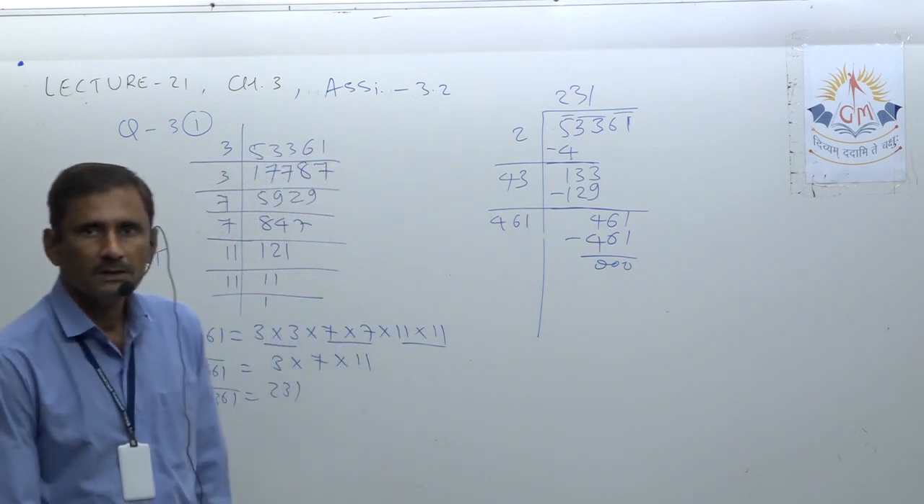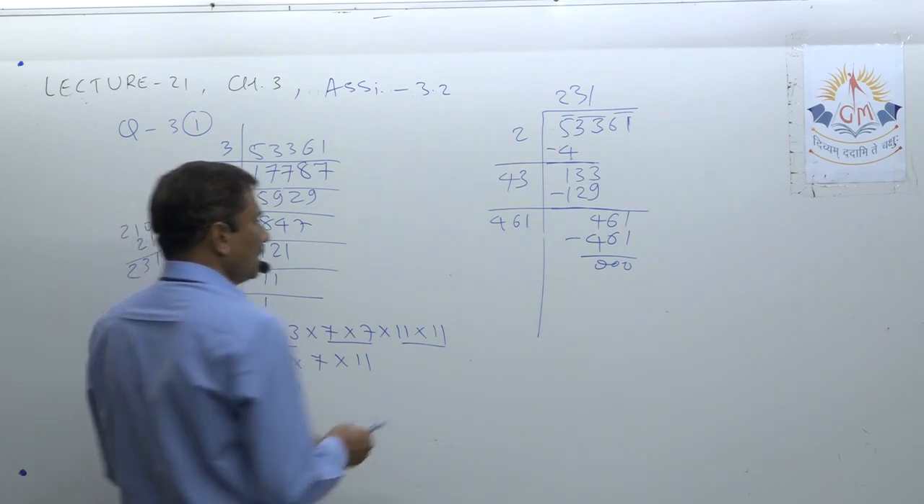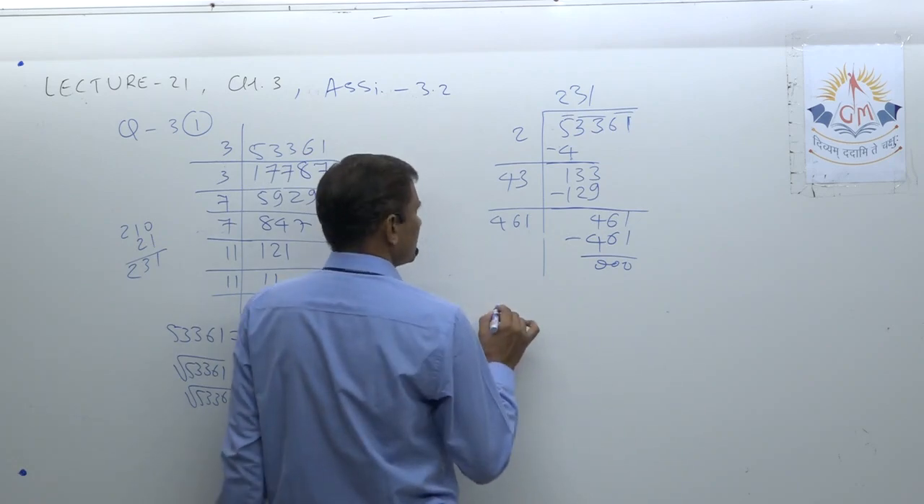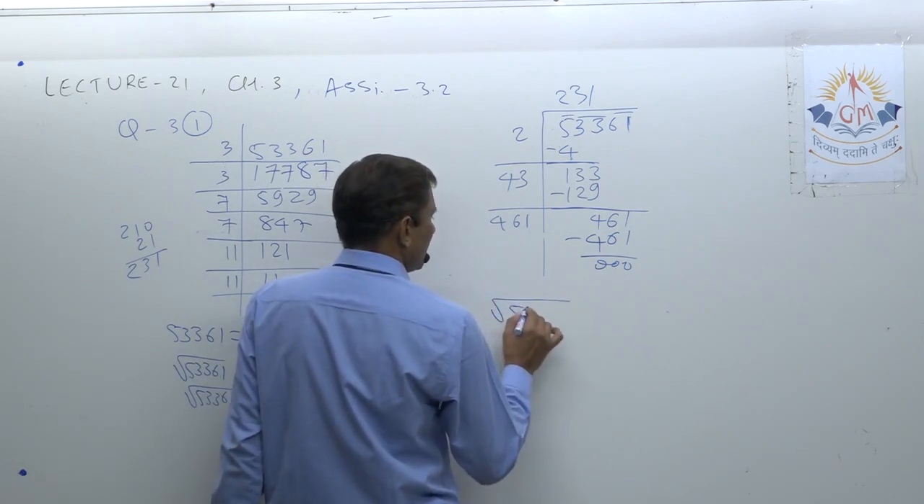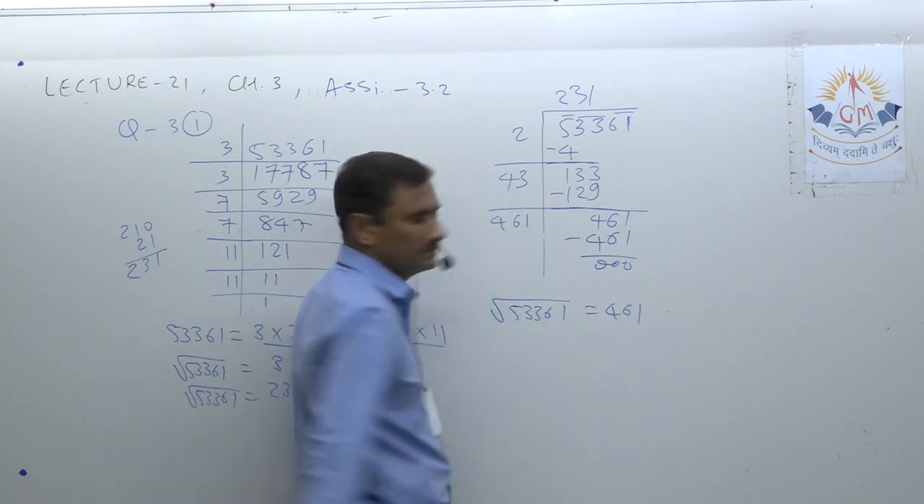Okay. So we got here also 231. So now the right answer: square root of 53361 is equal to 231.